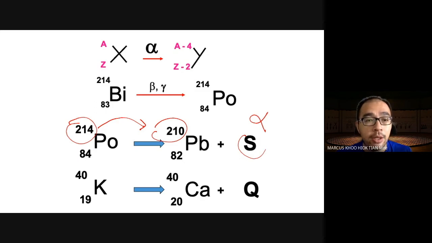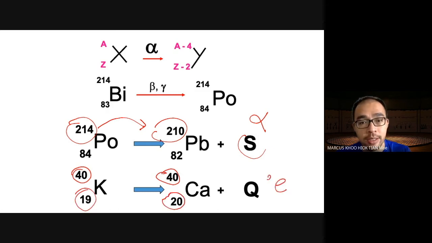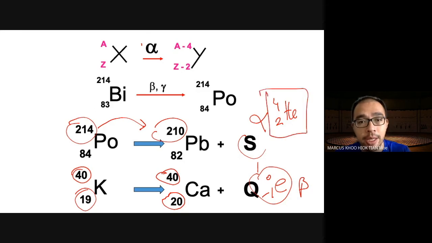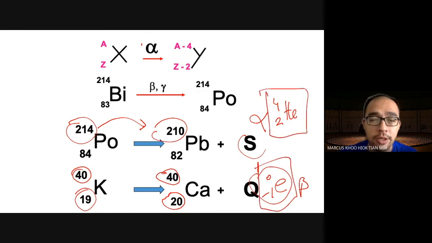Okay, look at this, 40 to become 40. 19 increased by 1 to become 20. So you know that this is an electron, 0 and -1, which is a beta particle. So it's very important for us to remember that the alpha particle is a helium 4 2 and the beta particle is an electron 0, -1. You have to commit this to memory. Nobody's going to help you to commit this to memory.